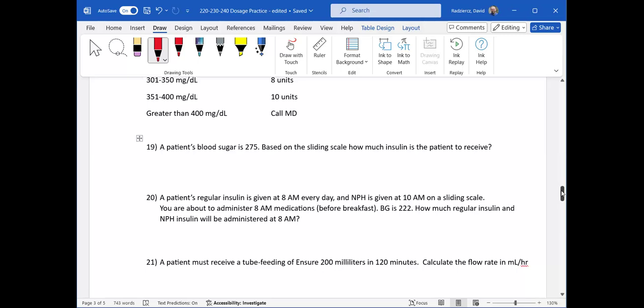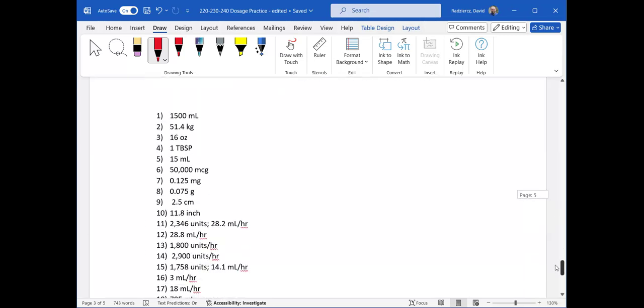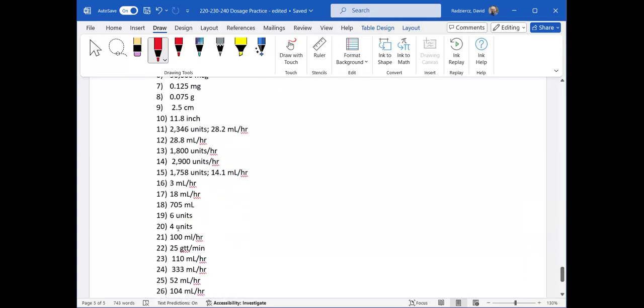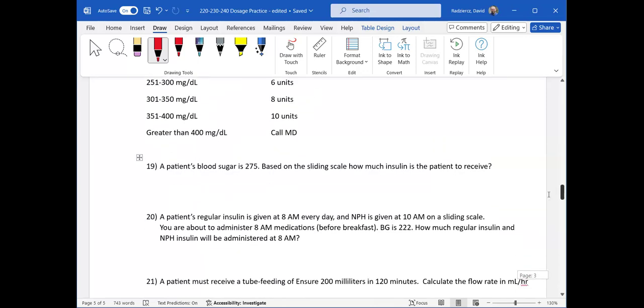I just want to double check and see. That seems like a tricky question. Yes, they just wrote 4 units, but it does ask for both regular and NPH. So you would probably say 4 units regular, 0 units NPH, because you're not giving them NPH until 10 a.m.